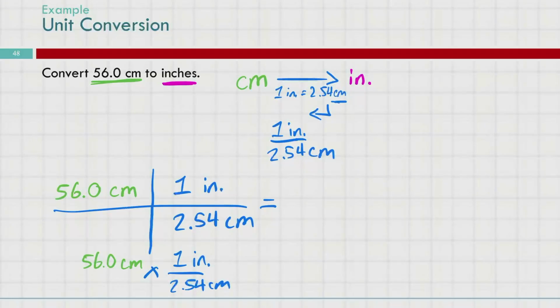Okay, let's check our units. We've got centimeters, one on top, one on the bottom. So those will cancel out. The units that are left over are inches. Inches is what we want. So assuming we didn't get our units switched in our conversion factor, this should be correct. 56 divided by 2.54. Calculator says 22.047. But wait, there's more.